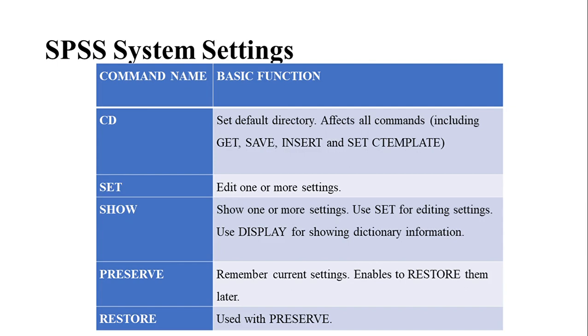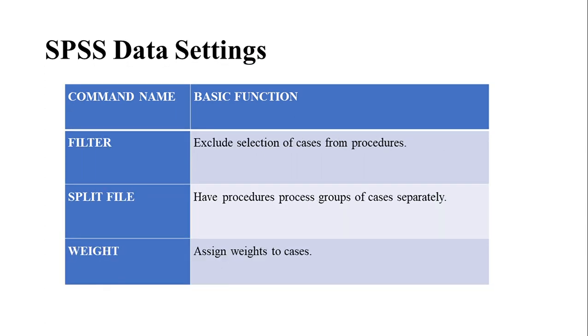Now we are moving on to the next commands, which are the SPSS data settings. Some settings are applied only to the active dataset, which distinguishes them from SPSS system settings. The commands that we use for this type of settings are called the data settings commands. We have the filter command, which excludes a selection of cases from procedures. Yes, it's self-explanatory.